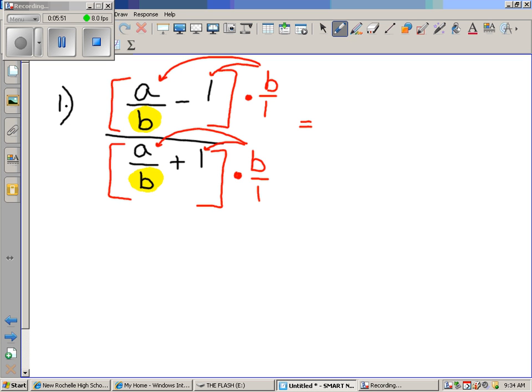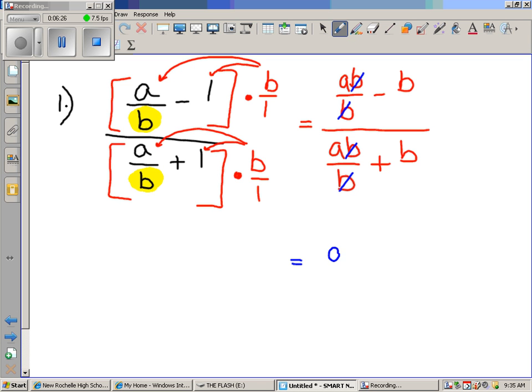That's what takes place. Now, what's a over b times b over 1? ab over b. Which, when you get really good at this, you can start to see how things cancel away. What's 1 times b over 1? Just minus b, right? Okay. This one over here is going to be ab over b plus b. And look, they just destroy each other. The b's up over here cancel, and you're just left with a minus b over a plus b, and you're done.